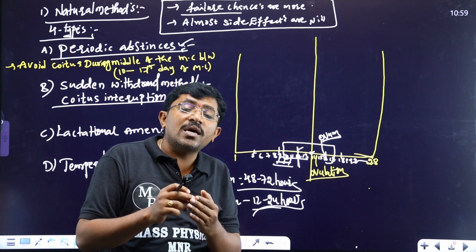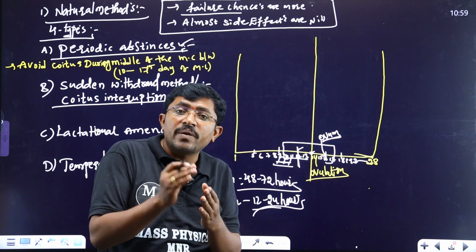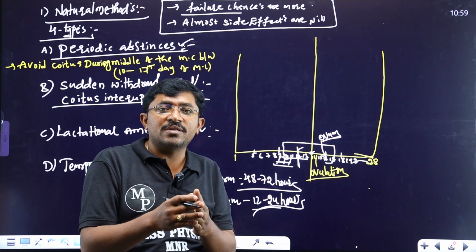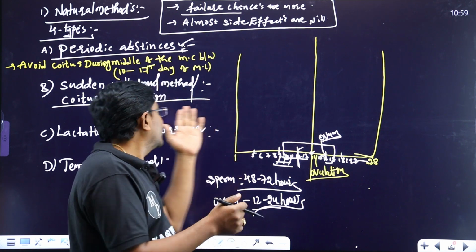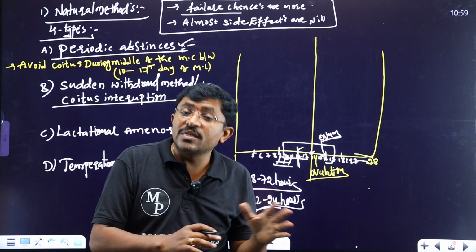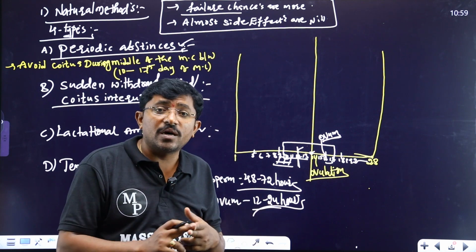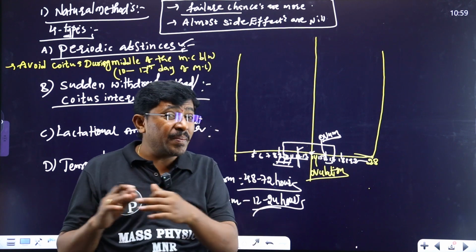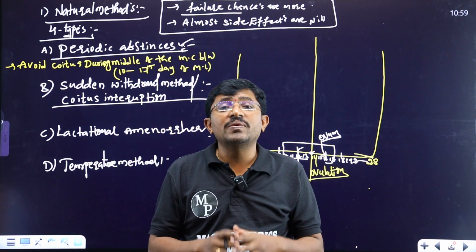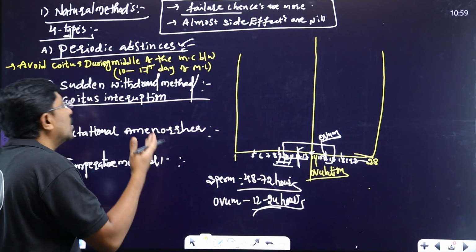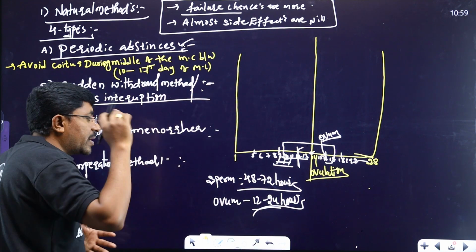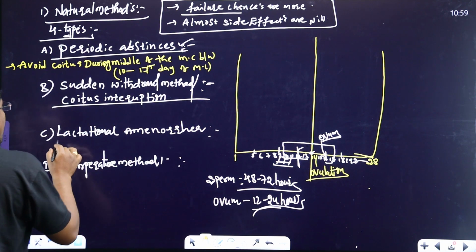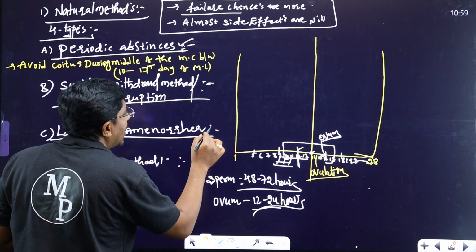Means the ejaculation takes place outside the vagina. It means clearly that there is no physical meeting between sperm and ovum. Without physical meeting between sperm and ovum, there is no chance to conceive. So, in this process, conception or pregnancy may be delayed. It is one. And next, lactational amenorrhea.